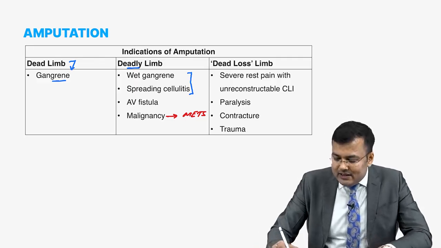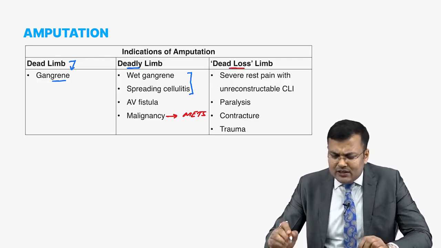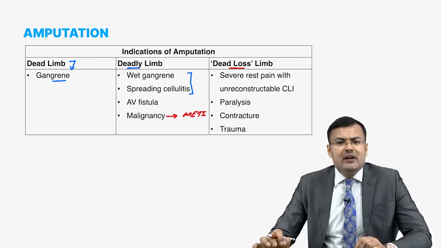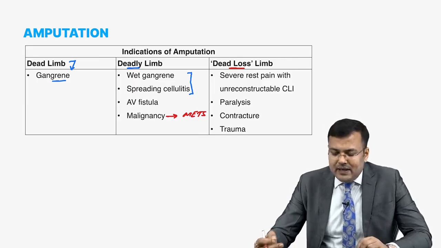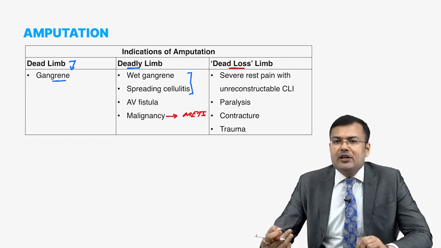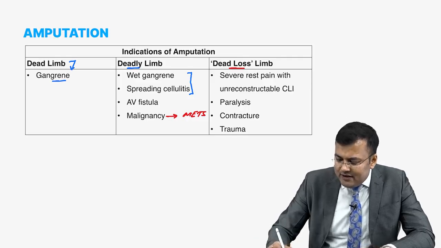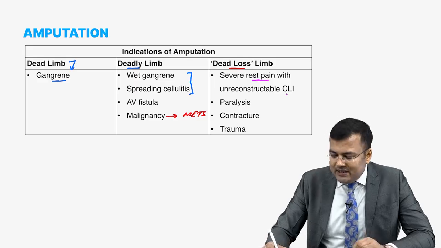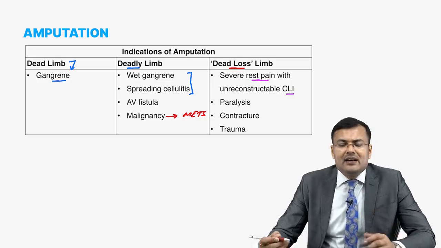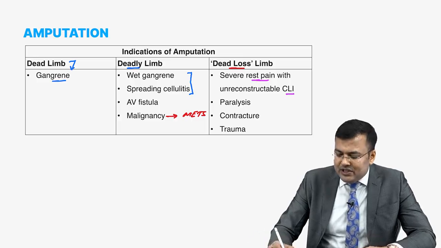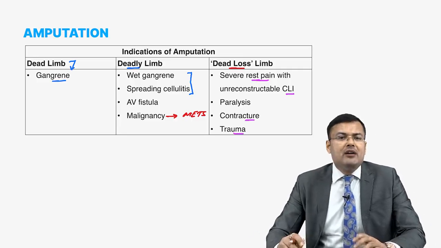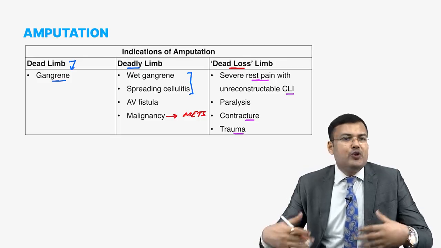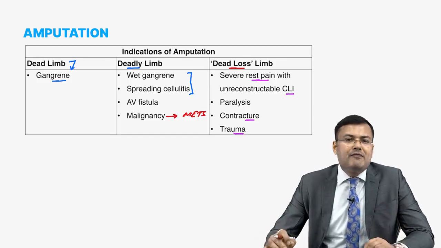Or whenever there is a dead lost limb. What is this dead lost limb? In these cases, actually there is no proper function of the limb, and to improve the quality of life we have to perform the amputation. Suppose the patient has severe rest pain with unreconstructable critical limb ischemia, paralysis with some complication, contracture, or trauma. In these cases, to improve the quality of life, we perform amputation.